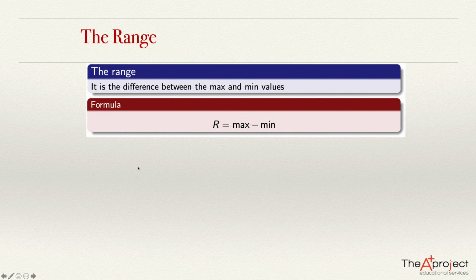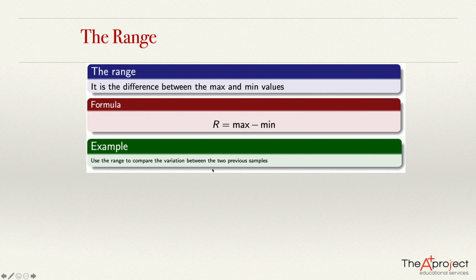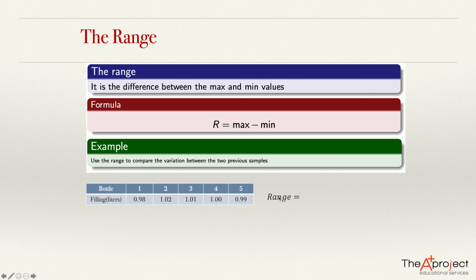For example, we can use this to compare the variation between the two previous samples. Remember the samples of the bottles filled by those machines. The only thing we need to do is use the formula: range equals maximum minus minimum. The maximum here, you notice, is 1.02, and the minimum is, let's see, 0.98. And that's it. The range is 0.04 liters.